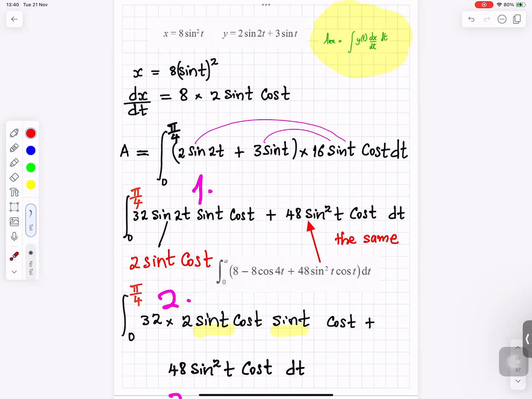So now, if we remove the bracket, 16 times 2 is 32. So it's 32 sine 2t sine t cos t. Plus 16 times 3 is 48 sine squared t cos t. If you notice, they're the same. So 2 sine t cos t, we want to make it like 8 minus 8 cos 4t plus 48 sine squared t cos t.